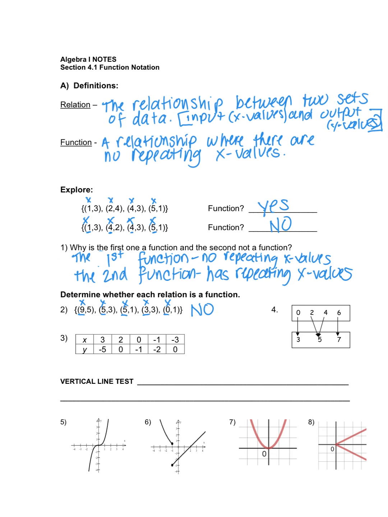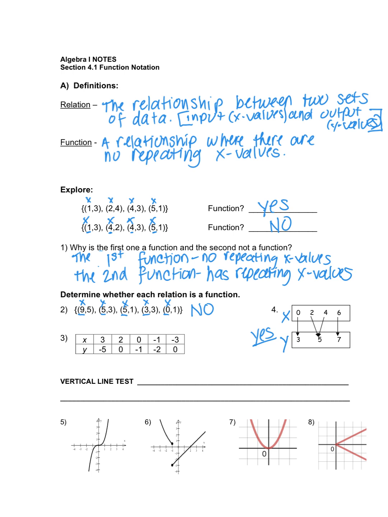Number 4, we have 0. By the way, these top numbers are our input, our X values, and this bottom row are our Y values, our output. So let's look at our X's. Do we have any repeating numbers? 0, 2, 4, and 6? No, we don't. Therefore, this is a function. Oh, sorry, it went out of order. That was number 4. Let's go back to number 3.